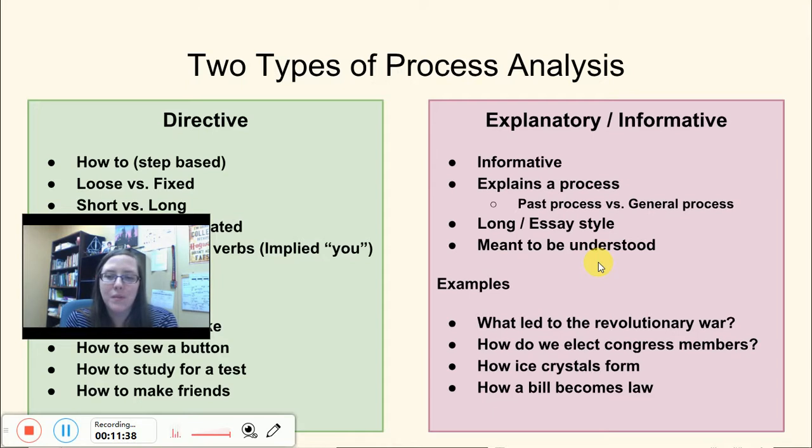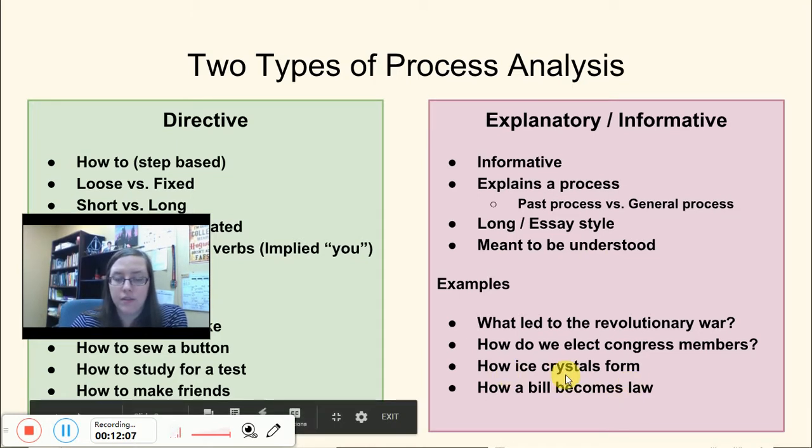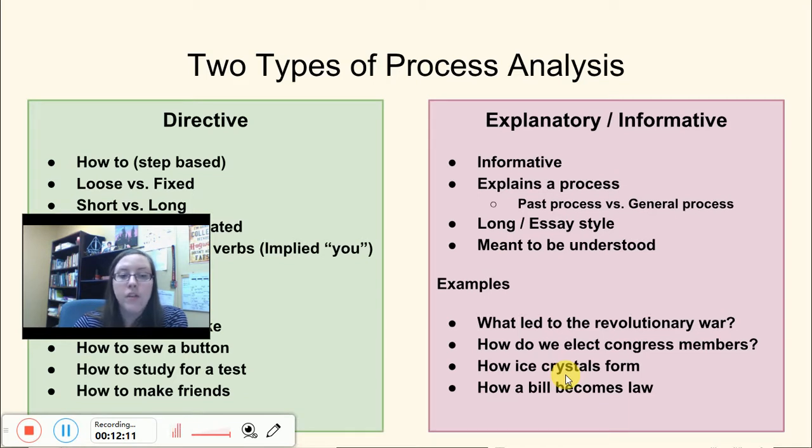So then we have subject matter. All right. Does an explanatory process analysis require a certain type of subject matter? Meaning, can the subject of an explanatory process analysis also be the subject of a directive? Yes. If you're looking at a past process, it's not likely. But, for example, an explanatory process analysis on ice crystals would be something like, how do ice crystals form? I want to know that information.